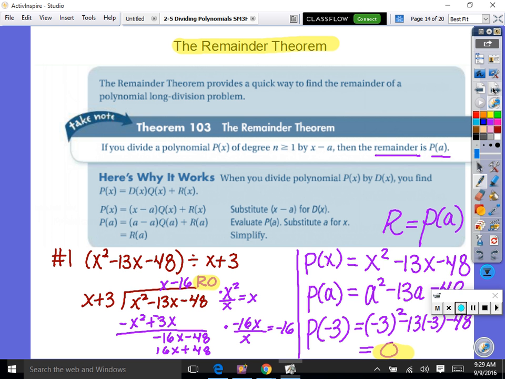So basically what this is saying, guys, just look at number 1. When you took this polynomial and divided it by this polynomial, didn't we go through and get a remainder of 0? Now, guess what? If you plugged in negative 3 into the function x squared minus 13x minus 48, it's going to come out the same as your remainder. So once again, if I plug in negative 3 into the function, you see how the remainder comes out the same as this remainder. That will always happen.